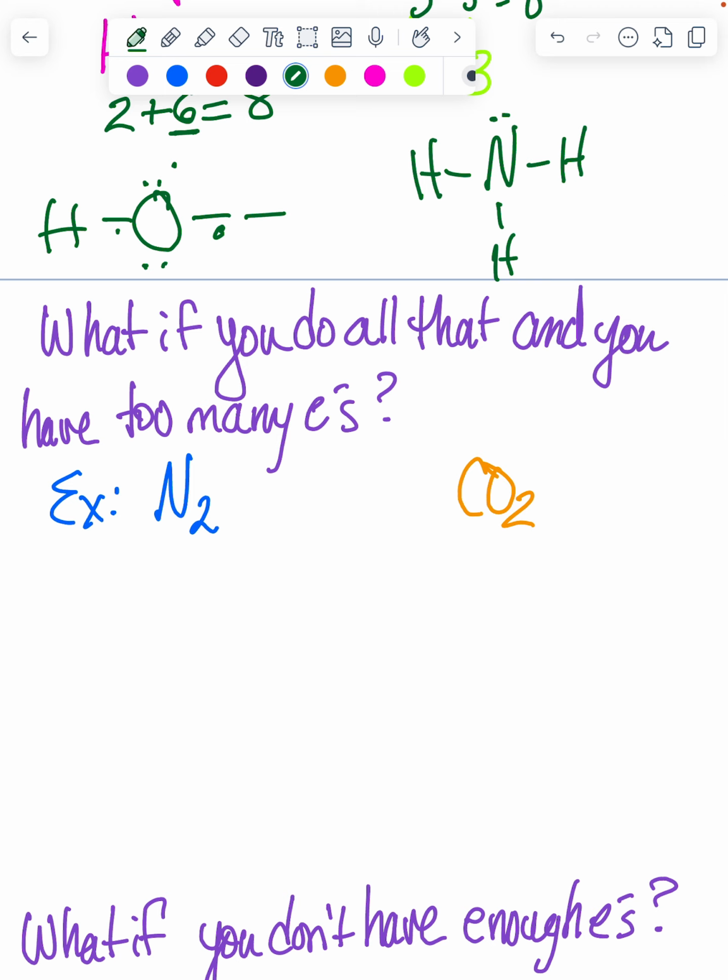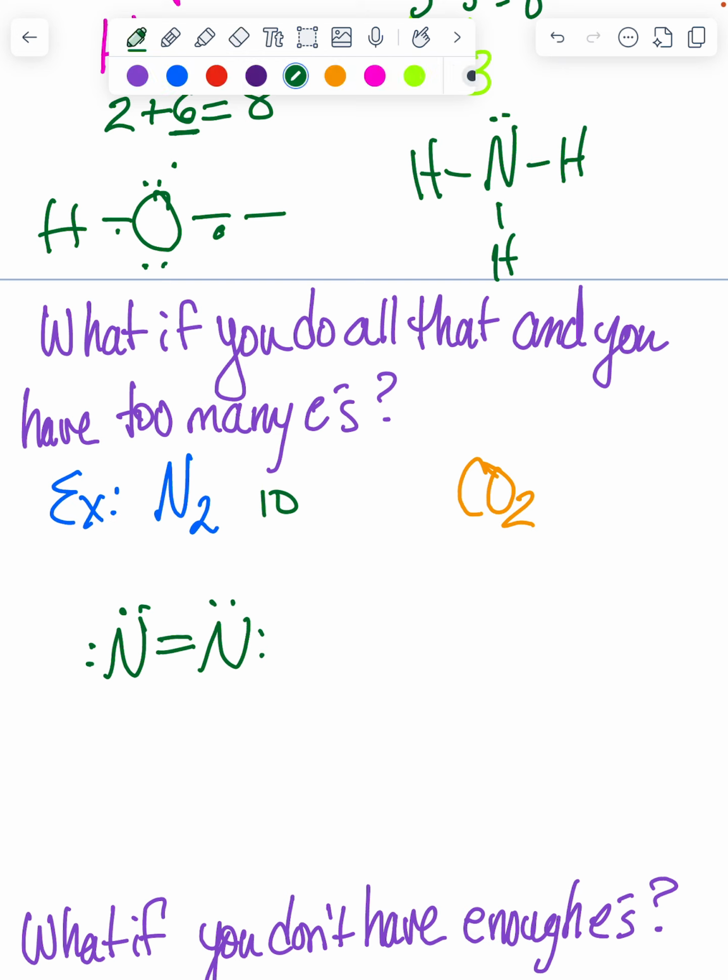All right, what do you do if you do all that and you have too many electrons? So let's walk you through N2. N2 has 5 and 5, so 10. So obviously you're going to connect the ends, give them 8. And when you do that, you get 2, 4, 6, 8, 10, 12, 14. You have too many. What you need to do is remove a pair of electrons from both elements. So remove that pair, remove that pair, and now you can put a double bond in.